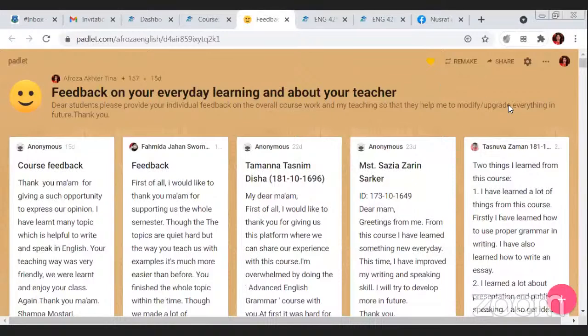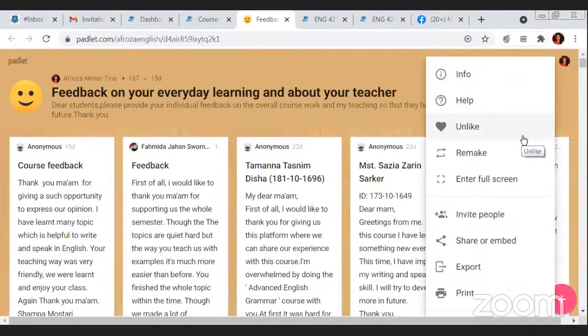And as I have mentioned, embedding. There are beautiful ways to embed Padlet and several other platforms on Moodle as well. Padlet is a different platform, but on Moodle, we can embed this. So this is also a kind of attraction, because we have to attract our students. So we should think of many ways to attract our students. And as you can see, here you can see the words share or embed.